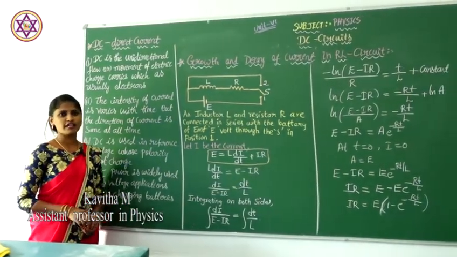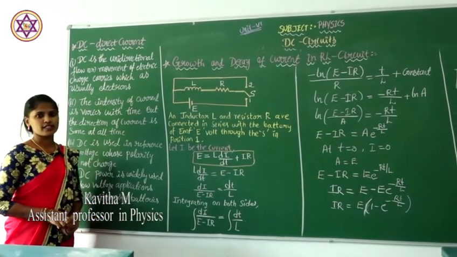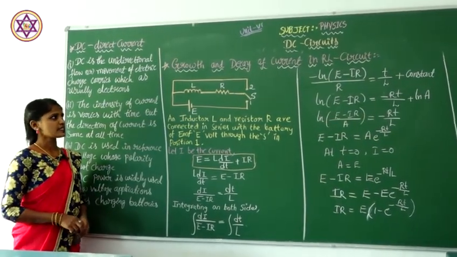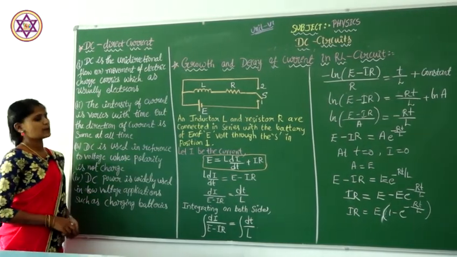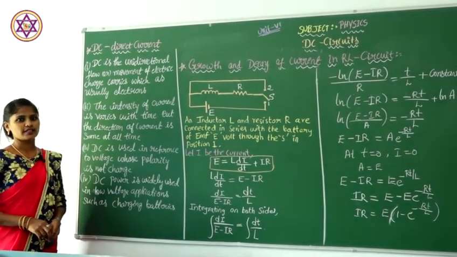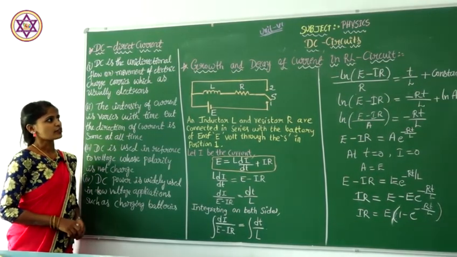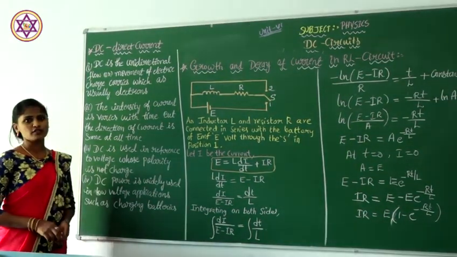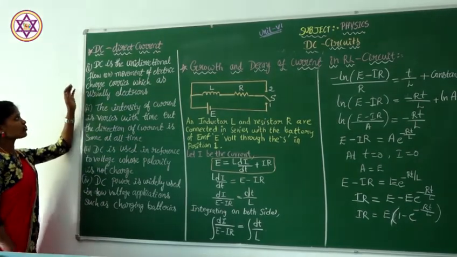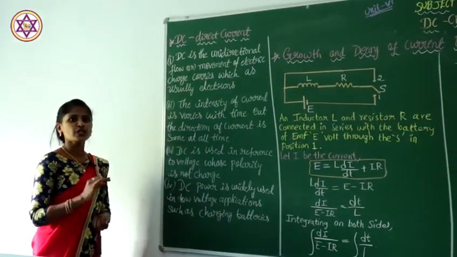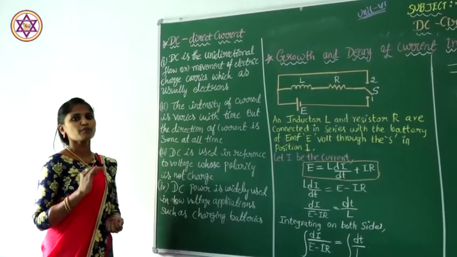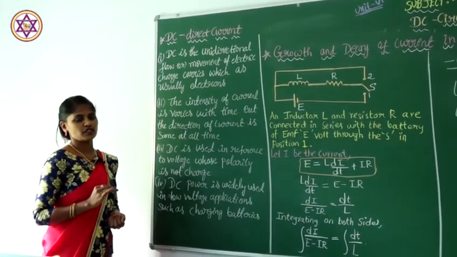Today I am going to explain Unit 6 in Physics, DC circuits. First, let us know about the DC. DC means direct current. DC circuit means direct current circuits. Now let us know about the direct current. Direct current is the unidirectional flow or movement of electric charge.